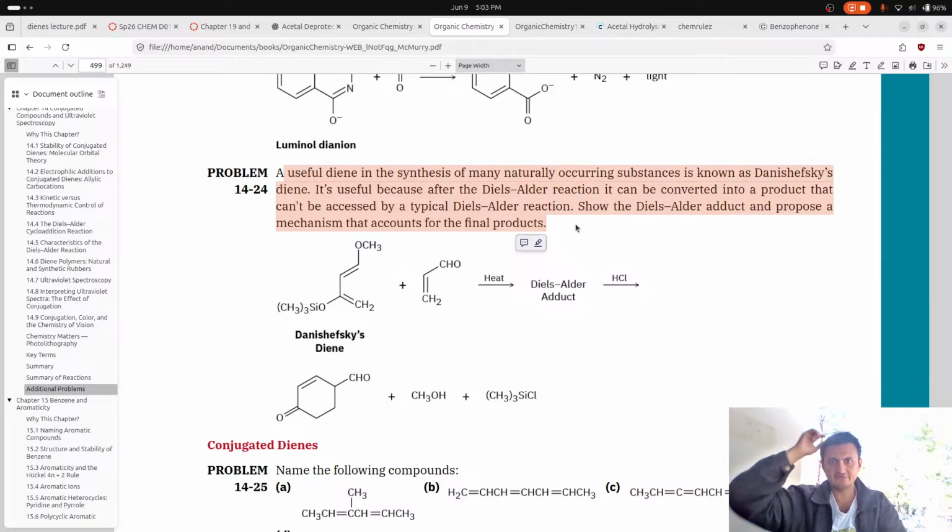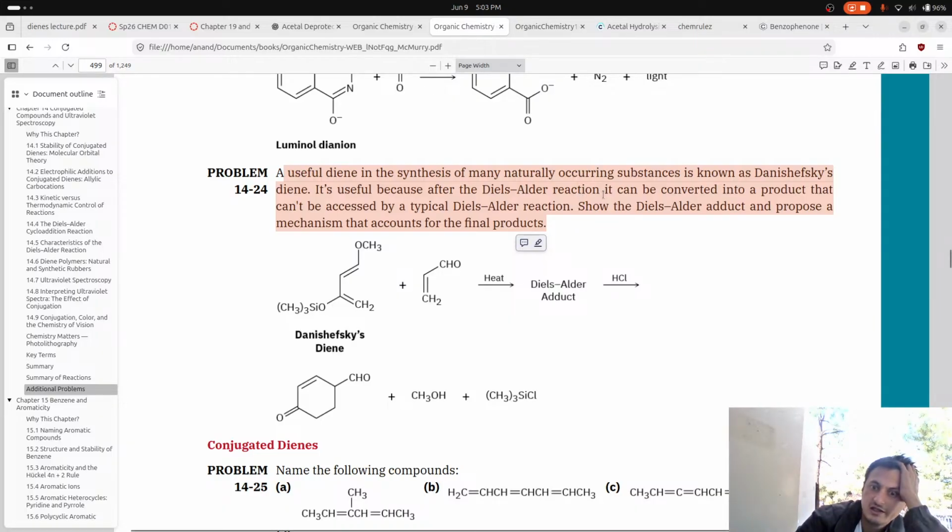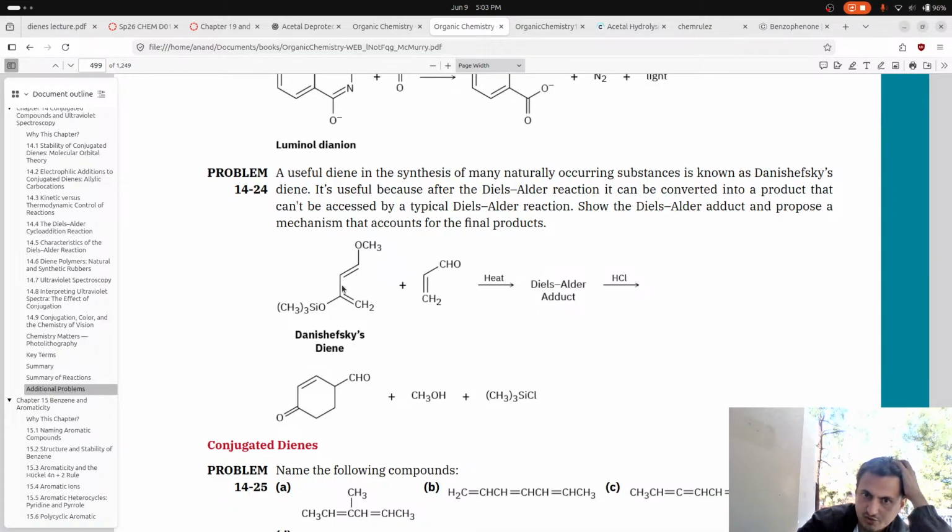It's useful because after the Diels-Alder reaction, it can be converted into a product that can't be accessed by a typical Diels-Alder reaction. Show the Diels-Alder adduct and propose a mechanism that accounts for the final products. Okay, step 1, find the diene. Right, so this is going to shift into sigma. This is going to shift into sigma. This is going to form the double bond, the one alkene that remains. Okay, so let's just draw that.